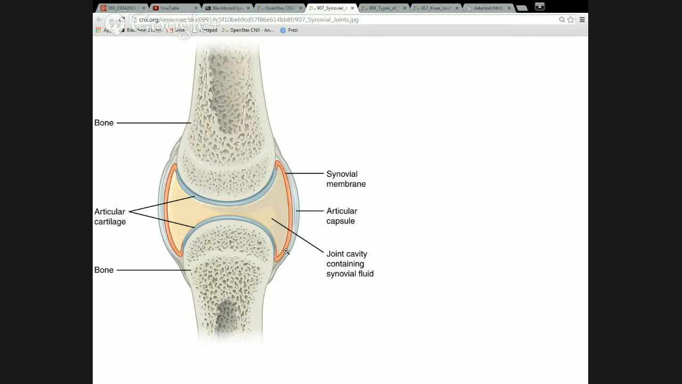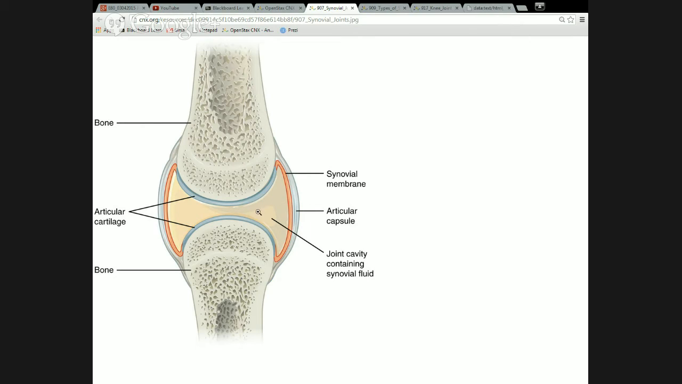And the cells that secrete that fluid are some specialized cells that are part of the areolar connective tissue that really lines the inside of the joint cavity. And they're secreting the synovial fluid that they make basically from the blood passing through that tissue.